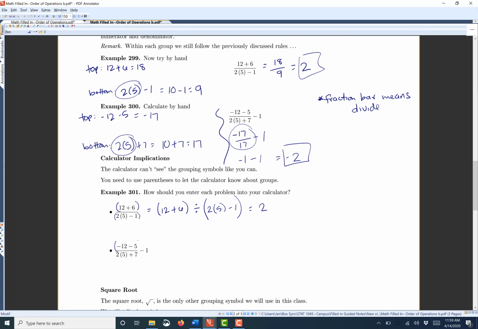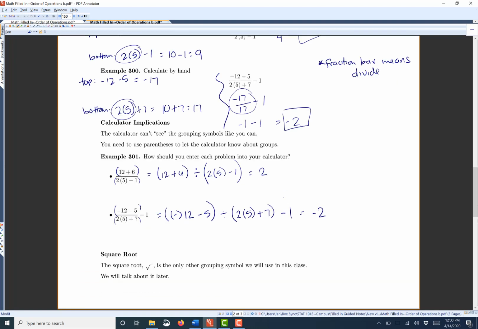For this next one, you'll need parentheses around the top and bottom. So it should look like, now this minus 12, you'll probably want to put in your calculator with the negative symbol. So negative 12 minus 5 parentheses divided by 2 times 5 plus 7. So notice you had parentheses around the top, parentheses around the bottom, and then just minus 1. You should get negative 2. Make sure you keep putting these in until you can get the right answers.